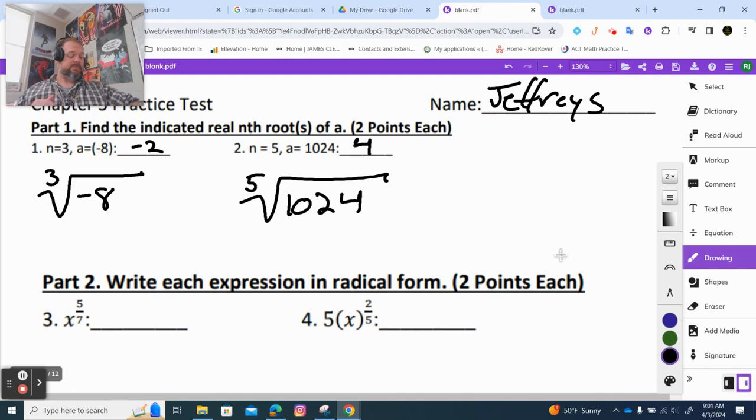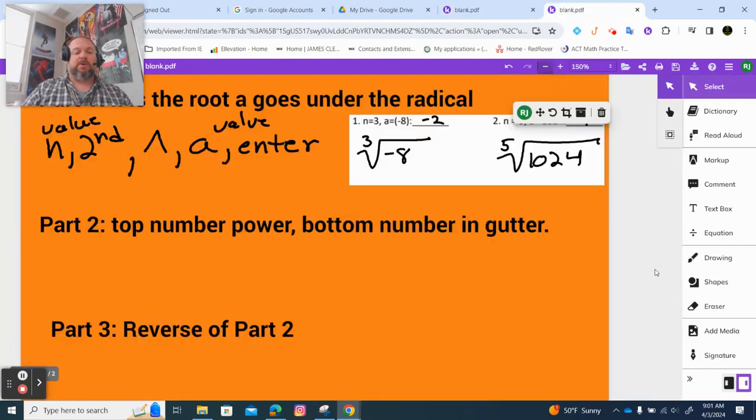Okay, part 2. Okay, orange sheet part 2. Top number is the power, bottom number goes in the gutter. Okay, basically, I don't know if y'all picked this up yet this semester, stuff I'm putting on this orange sheet is legit stuff that comes from your notes. Surprising plot twist. It's not like I'm just pulling this out of thin air.